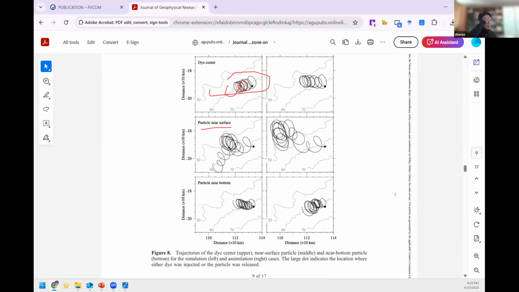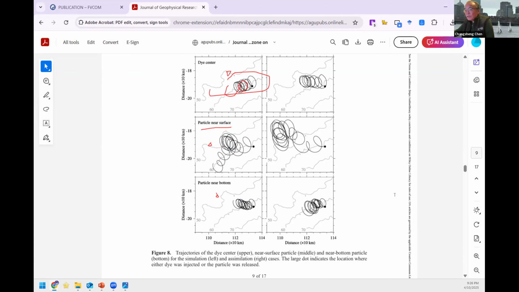So is there a field experiment or numerical model result? No, this is observation. Oh, okay. This was observation. Okay, dye center. This is the particle model.